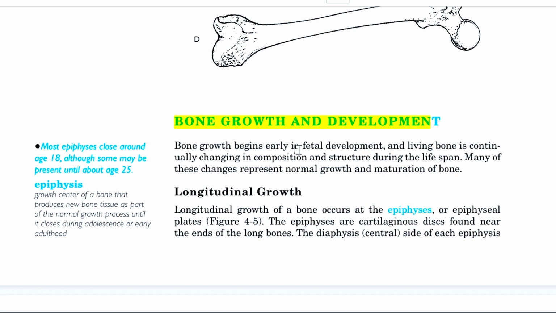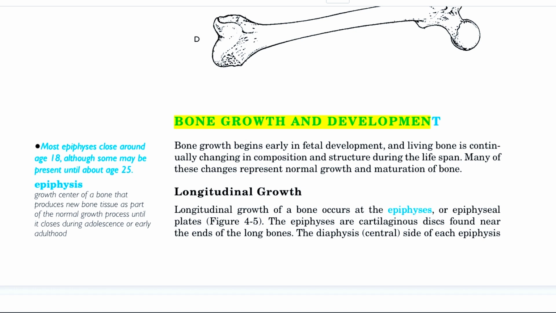Majorly, there are two types of growth that we are going to discuss today: longitudinal growth and circumferential growth. Longitudinal growth is growth in length. Let's begin with how bones grow longer. Longitudinal growth occurs at a specialized structure called the epiphyseal plates. These are cartilaginous discs located near the ends of the long bones. It is basically a cartilage-like structure present at the ends of your bones.